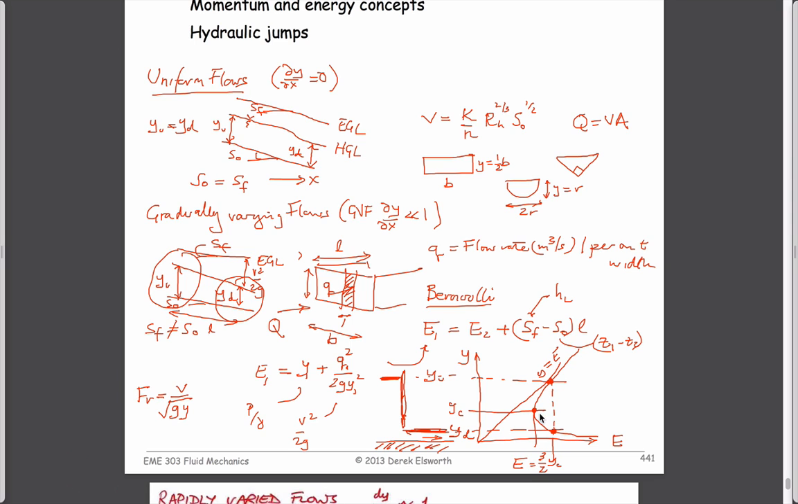And so the final component is that this point here represents a Froude number of 1, critical flow, as in Yc and Ec. And everything above this line would be for Froude numbers less than 1. And everything below this line would be for Froude numbers greater than 1.